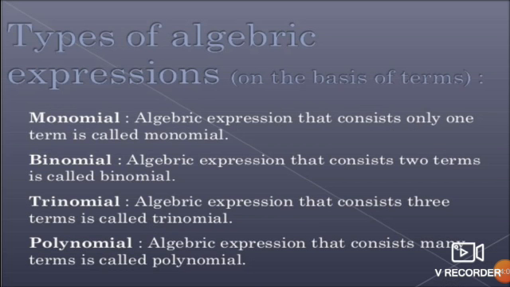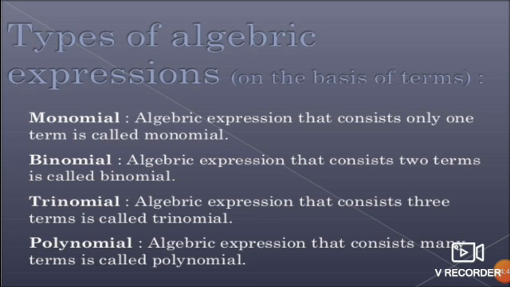Types of algebraic expressions. Till now we have observed many types of expressions. We can bifurcate these expressions as monomial, binomial, trinomial, polynomial. Let us discuss one by one. What is the monomial now? Algebraic expressions that consist of only one term are called monomials. We have to observe only one term, I mean only 3x. This type of expression we can call a monomial.